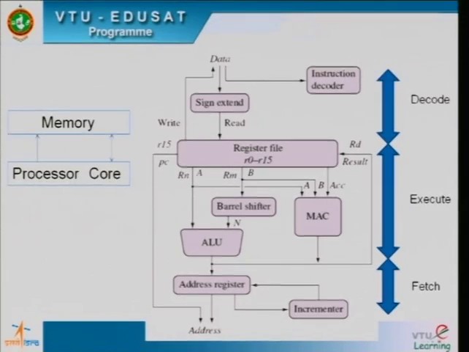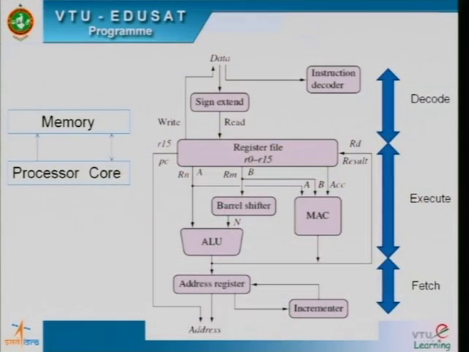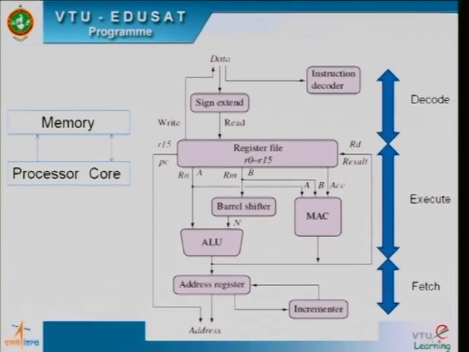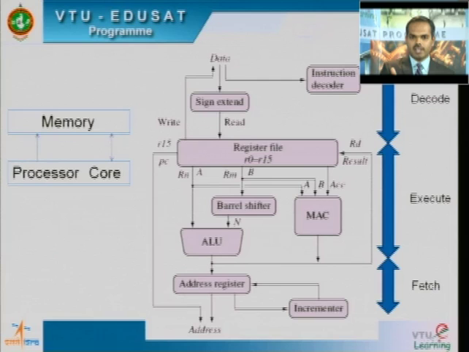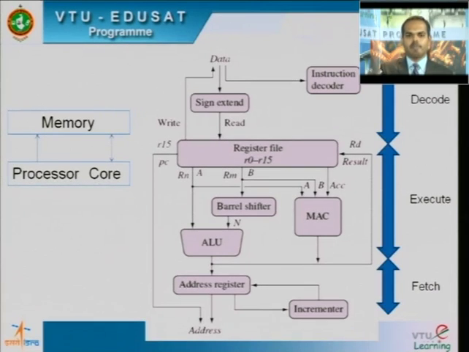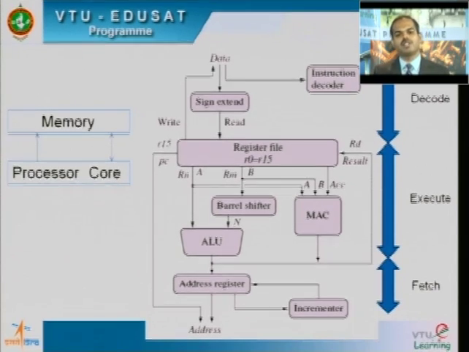Then it will go to the barrel shifter, depending on the way the instruction decoder enables the barrel shifter and ALU or the MAC. It goes to the MAC or the ALU or the barrel shifter, then data gets processed. The result gets stored back to the register file. This register file, barrel shifter, MAC and ALU forms the execution unit of a processor core.